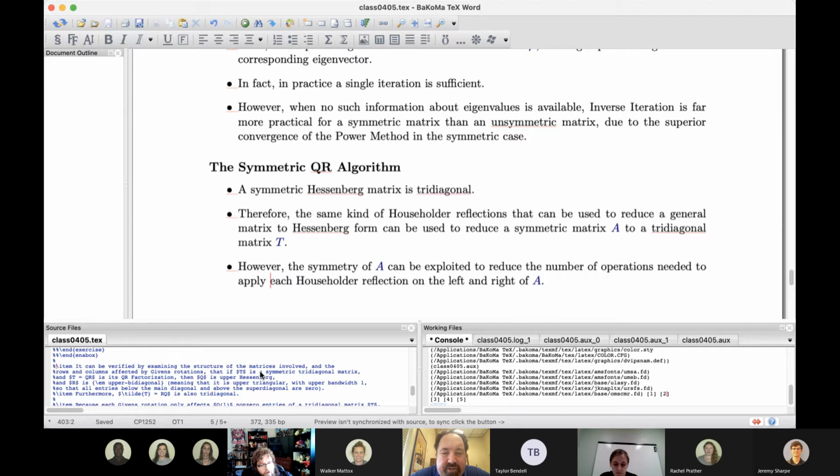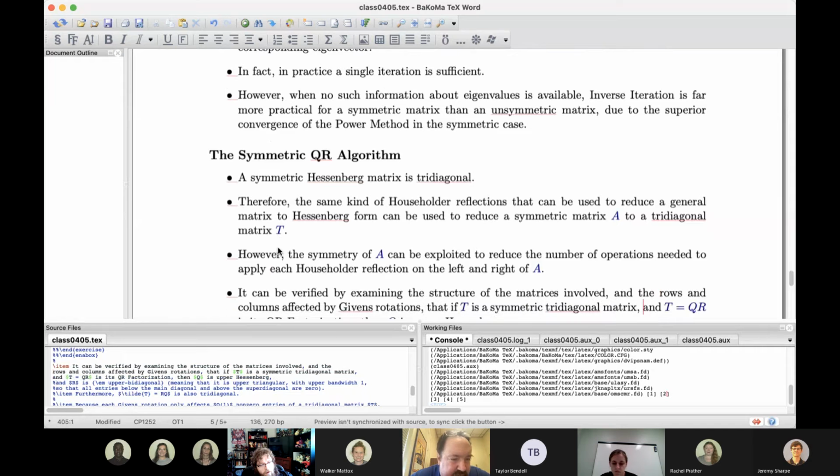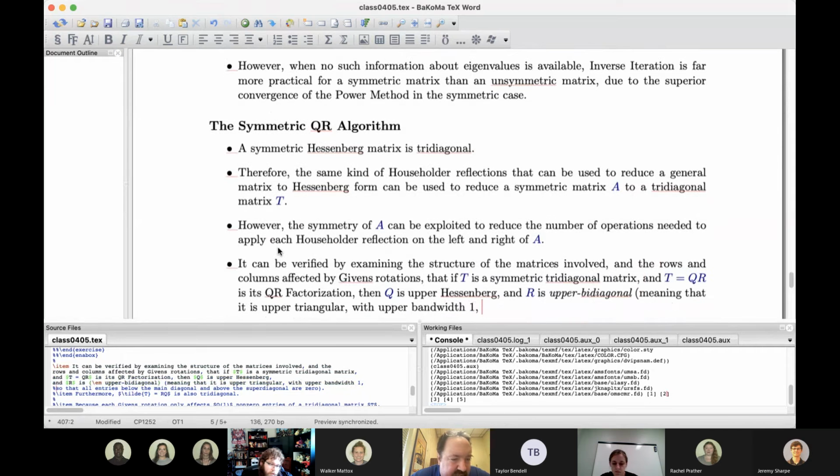Now, once you have reduced A to a tridiagonal matrix T, you're going to continue working on that, just like you would work on a Hessenberg matrix before. What happens? Because you're going to compute the QR factorization and multiply the factors in reverse order, so that part's not going to change.